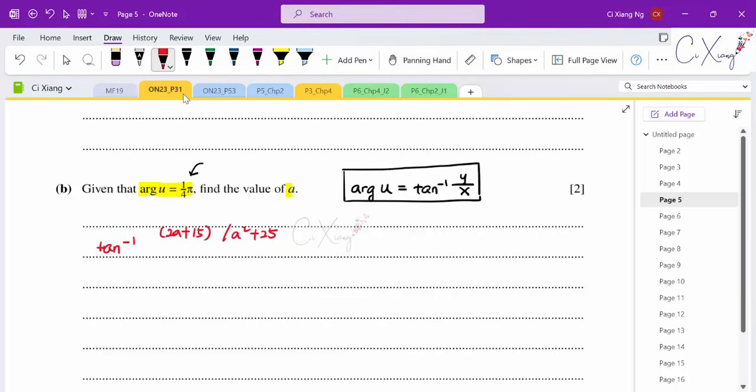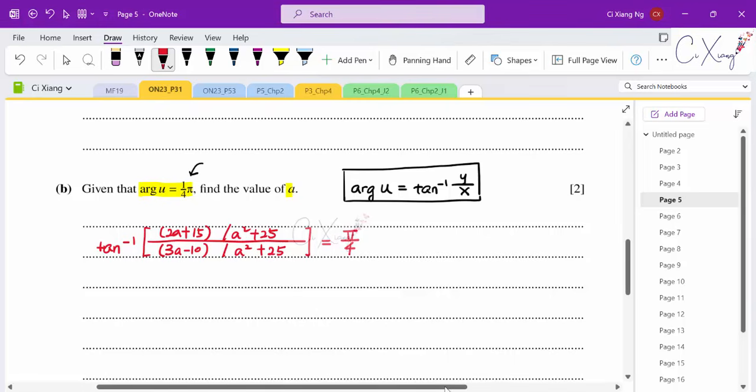So what is the x? The x will be 3a minus 10 over a squared plus 25. Okay, so this is how we find out the argument, tangent inverse y over x. And I know that tangent inverse y over x, the argument, is equal to pi over 4.